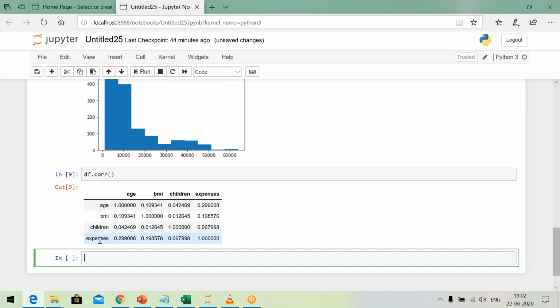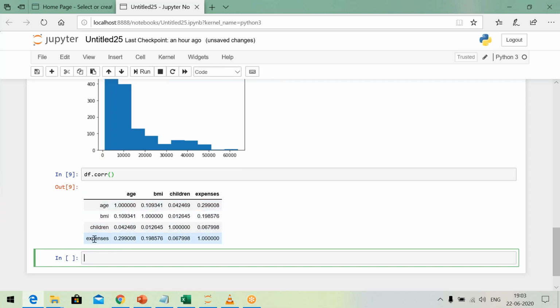Similarly, I will tell you what is correlation. Please draw one horizontal, one perpendicular. That is 20% correlation between expenses and BMI. Similarly, 7% correlation between these two. What is correlation? It tells you how much related two variables are. See, there is 30% relationship between expenses and age.